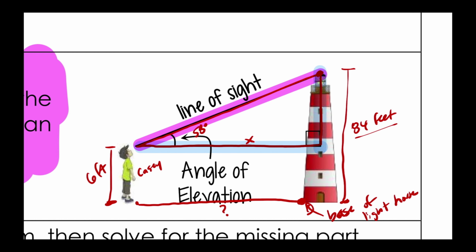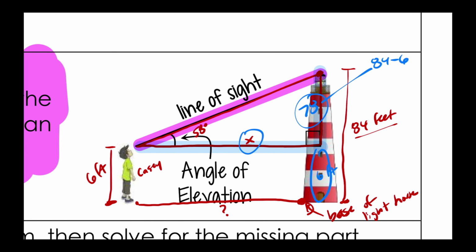Casey, what about Casey? Casey's 6 feet tall, someone said in the chat. Yes, Casey is 6 feet tall. That means from here to here is 6 feet. So that means from here to here is also 6 feet, right? So if this is 6 feet, then what's this? That's 84 minus 6, right? Because you got to take away this 6. This is Casey right here. This is 6 feet right there. So 84 minus 6 is 78. So that means this side is 78.